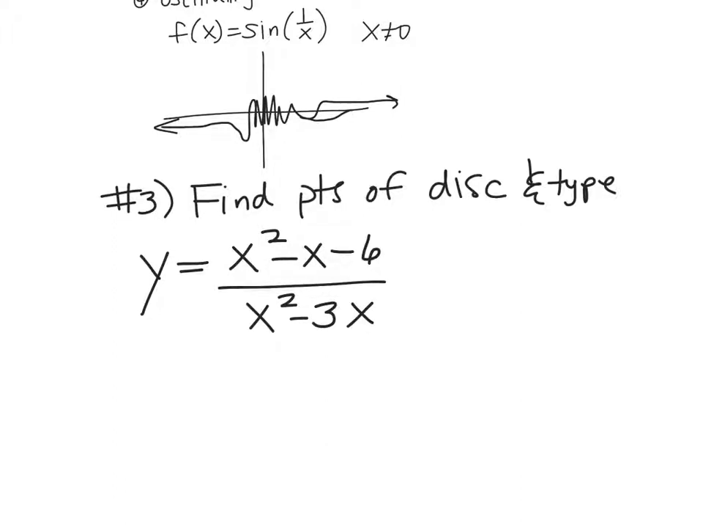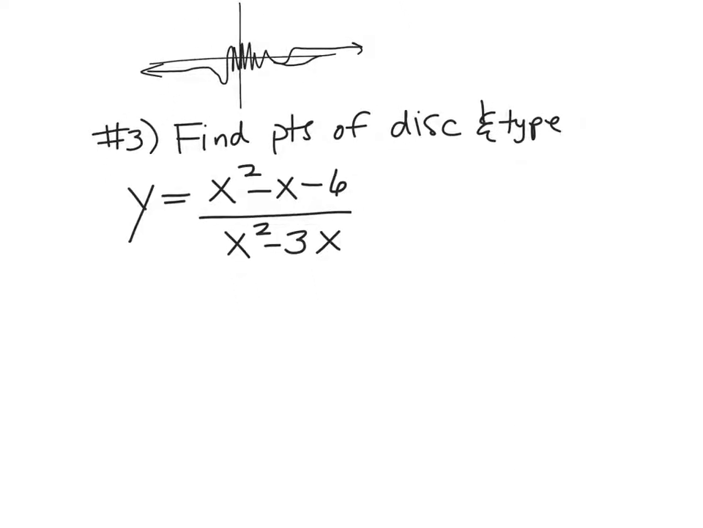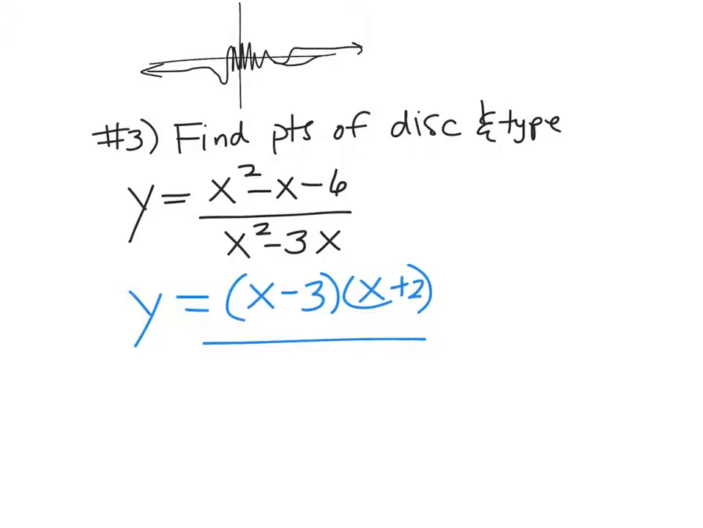Okay, well, you can graph it. Graphing's no problem. You can graph it, see what happens. I kind of want to simplify this a little bit. I'm going to factor the numerator and factor the denominator. When I factor the numerator, I get what times what is negative 6 and adds up to negative 1: negative 3, positive 2. And in the denominator, I can factor out an x, factor out the GCF, x minus 3.